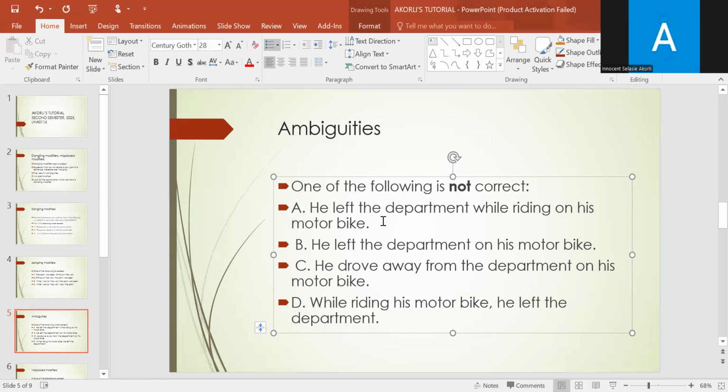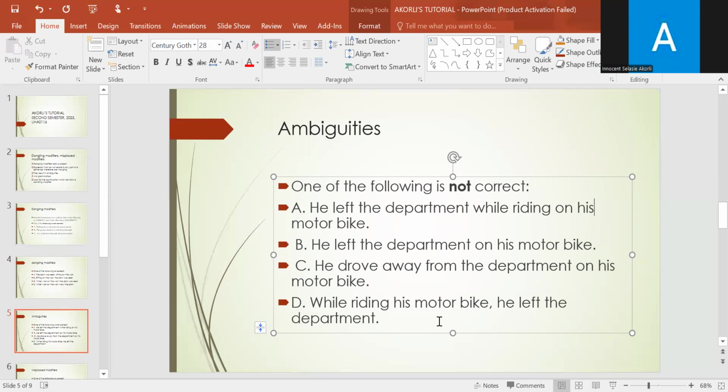Now, among all these sentences, the one which can pose a problem as far as understanding is concerned should be B. Why? He left the department on his motorbike. It may sound as if this is correct, but it can create ambiguity. Look at it from this angle. If I tell you that I left my pen on a motorbike, bring it to me, you probably go to the motorbike and see a pen on the surface or on the seat of the motorbike. So I left my pen on a motorbike. Bring it to me.